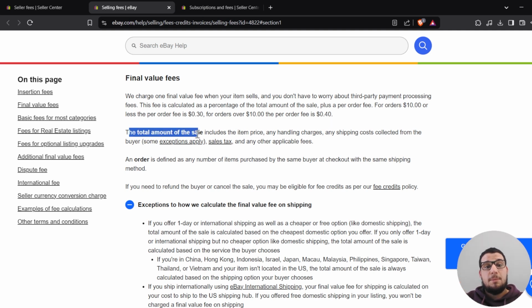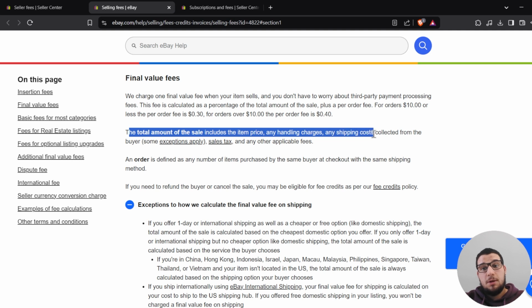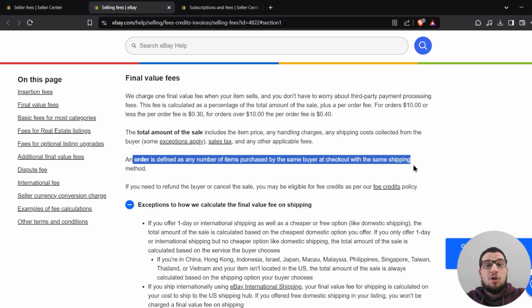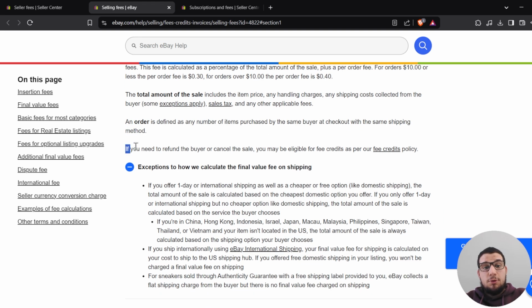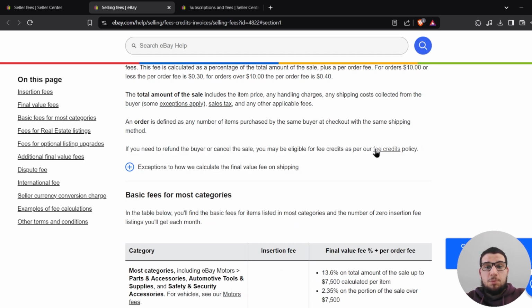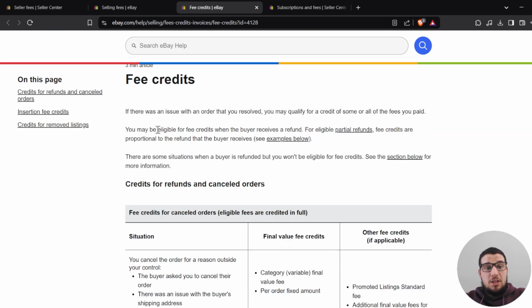So yeah, the total amount of the sale includes the item price, any handling charges, any shipping costs collected from the buyer. Some exceptions apply. You can click on here to see it. Sales tax as well. If you live in the US, you're paying for gas, for example. And an order is defined as the number of items purchased by the same buyer at checkout with the same shipping. So if you need to refund the buyer or cancel the sale, you may be eligible for fee credits as per our fee credits policy, which you can check right here.